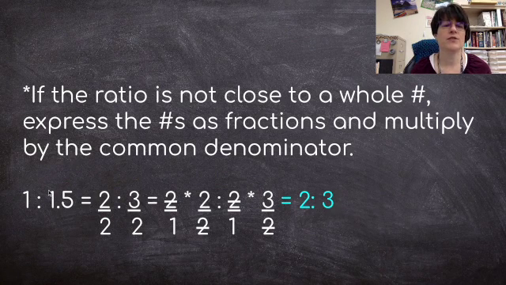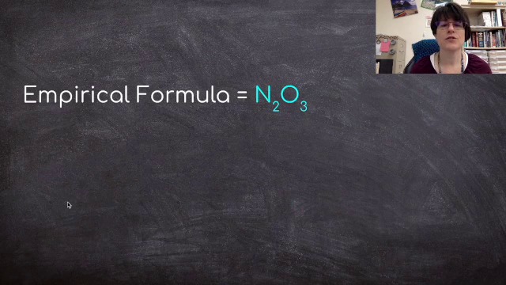You might have also realized that you could just multiply these numbers by 2 from the beginning because of the 1.5. So our empirical formula is N2O3.